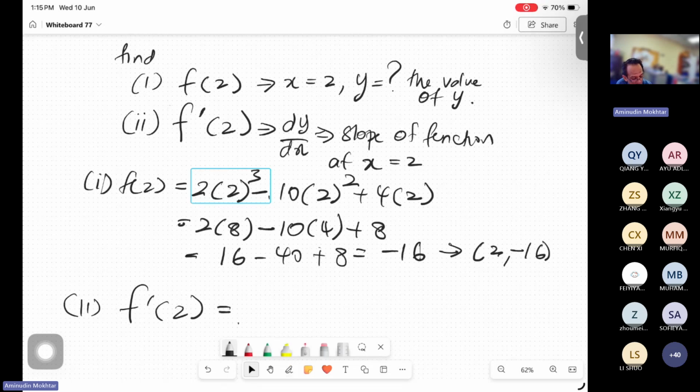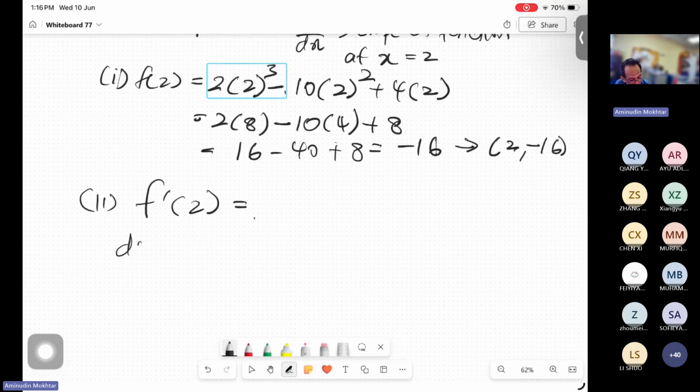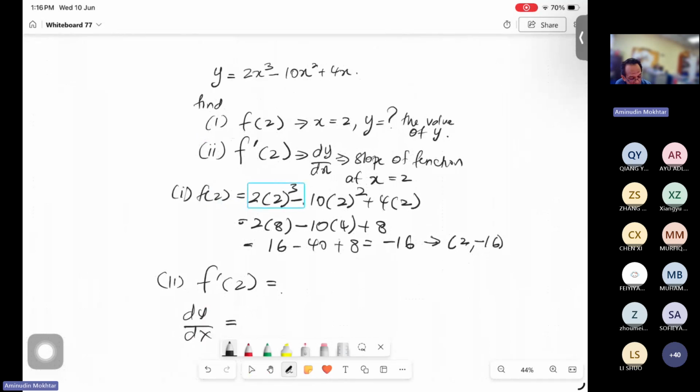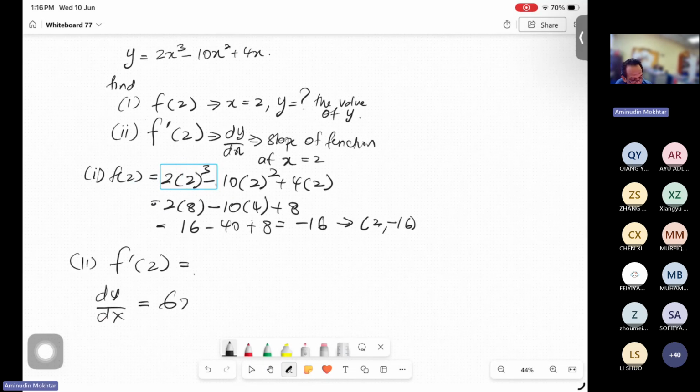How do we find this? The question asks you to find the dy/dx, so first we need to find dy/dx. Based on the rules of differentiation, dy/dx is 6x squared minus 20x plus 4.